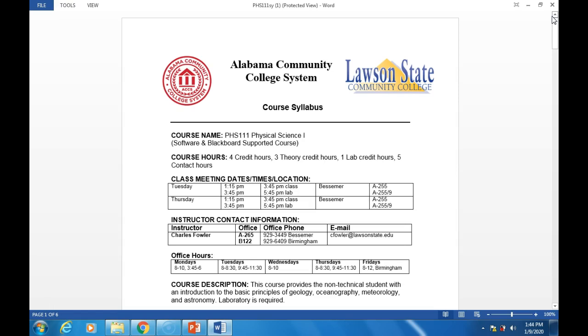Okay, Wednesdays, 8 to 10 is the same as Monday. However, I don't have this block of time at the end because I teach a physics class on the Birmingham East Campus from 4:30 to 6:30. So I have to leave this campus as soon after 3:45 as I can in order to get over there by 4:30.